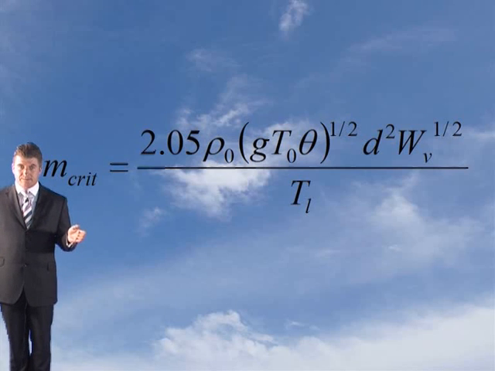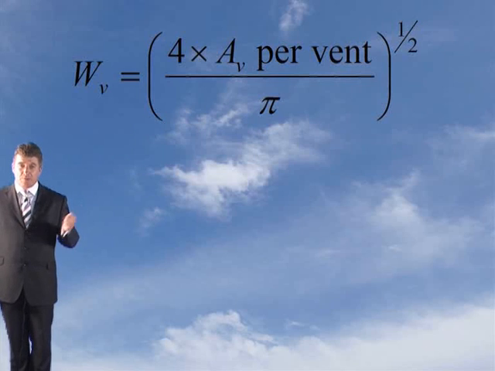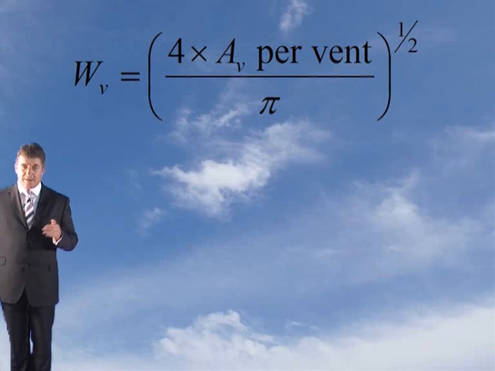The mcrit equals 2.05 times rho naught times g times T naught theta to the square root times d squared times Wv to the half times your TL. Now don't forget, in this formula for the plug holing check, you've got to work out your Wv, the width of your ventilator, if it was circular. And this is the formula you need to apply. Wv equals 4 times Av per vent, that's the area of vent per vent, divided by pi, divide the whole lot to the square root.